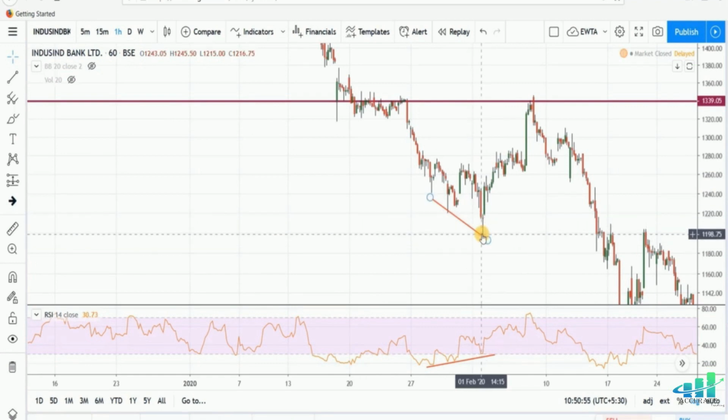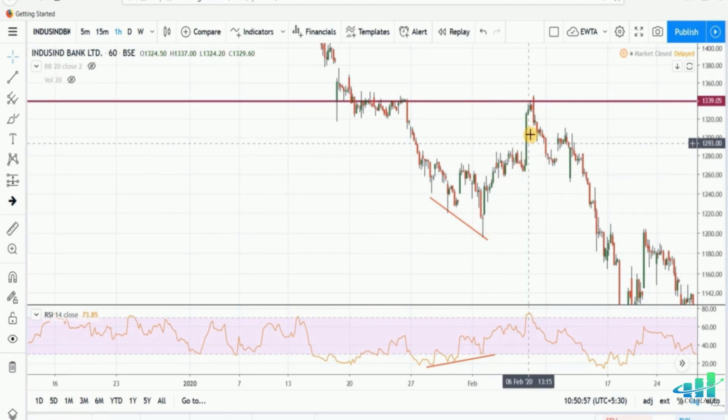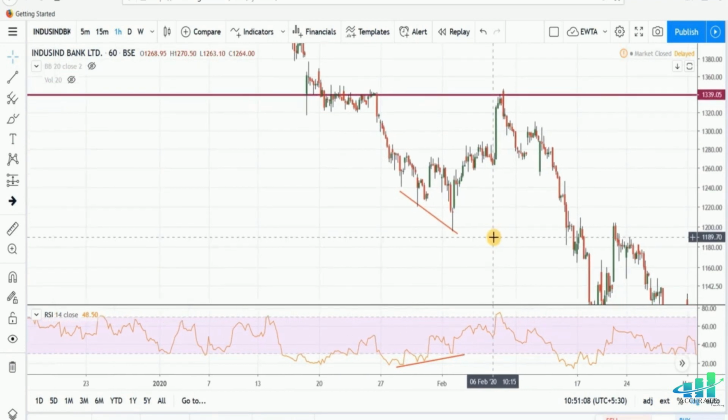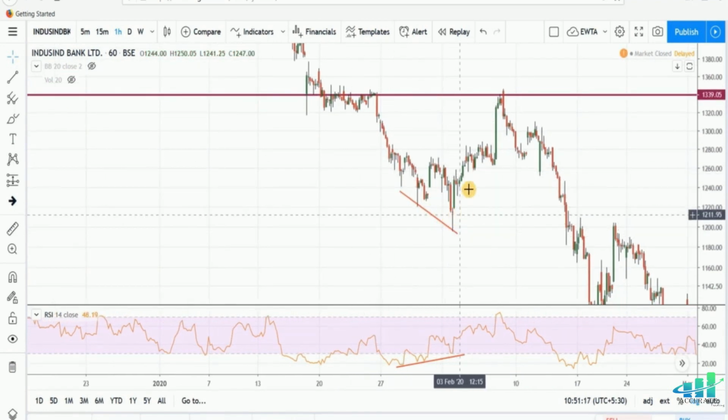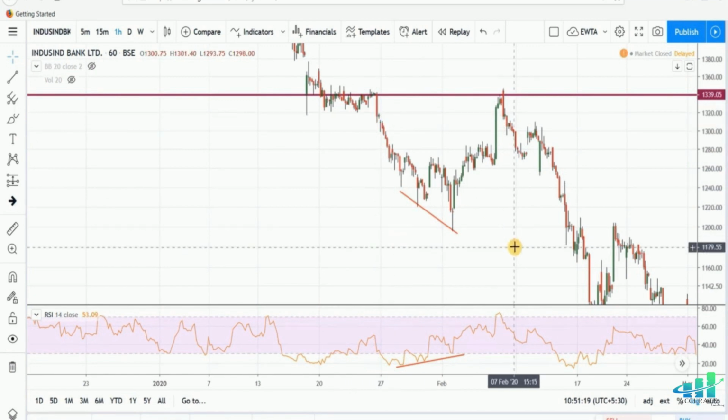And after this doji candle you can see there was an up move in the prices up to this level. The support level is now acting as a strong resistance level and prices are touching this resistance level. So with the help of divergence we got an early signal to exit our short position in the stock.